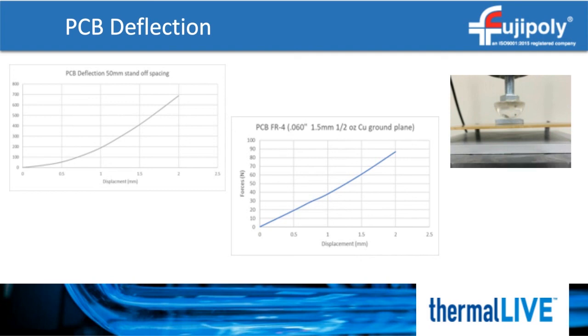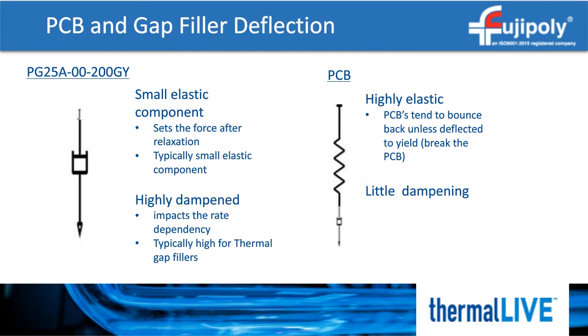As you start to understand the deflection and compression characteristics of the PCB, we can perform some basic analysis on the stack-up. We can do this by creating a spring and dashpot equivalent of the PCB and gap filler. The spring and dashpot are very common when analyzing viscoelastic materials. The spring component is the elastic component. This represents the constant stress created during deformation. For example, a rubber band, or as the name implies, a spring that is stretched or compressed.